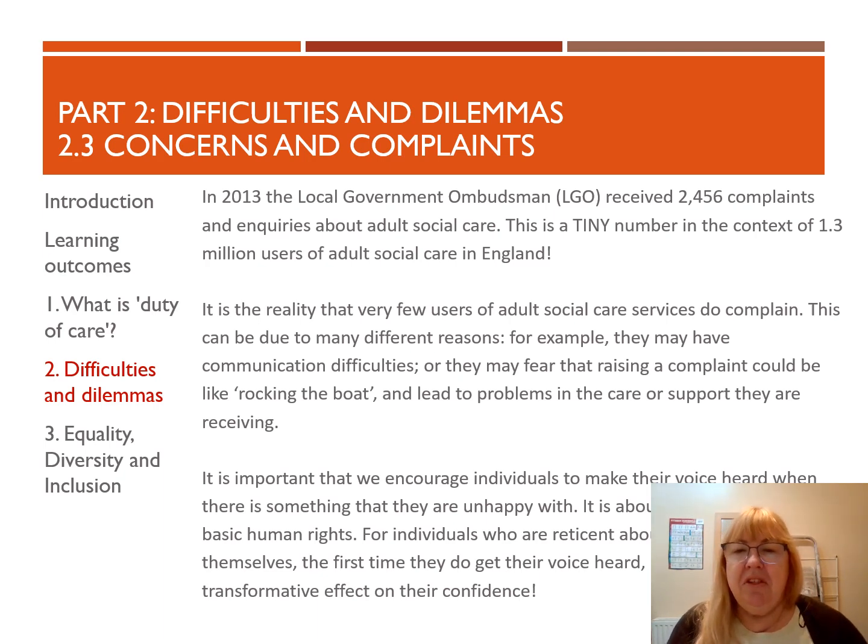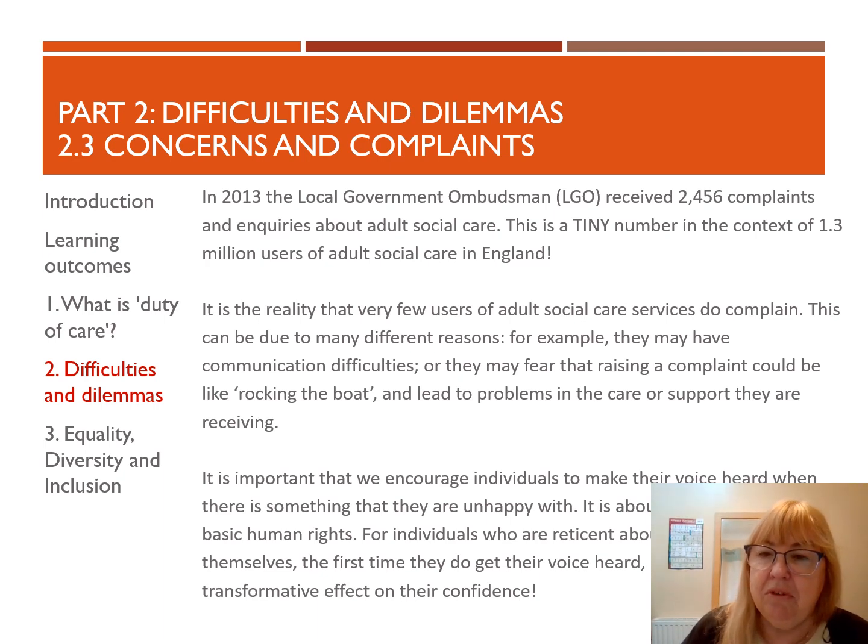Let's think now about concerns and complaints. In 2013, the Local Government Ombudsman received 2,456 complaints about adult social care, and that's actually a very tiny number, considering at this time there were over 1.3 million users of adult social care in England. I'm pretty sure it's gone up since then, so there are many more users. So if you think about it, very few people tend to complain. We might need to think about why that is.